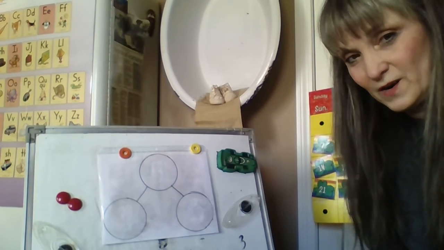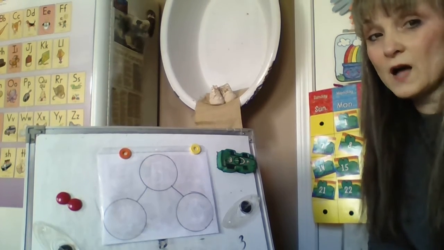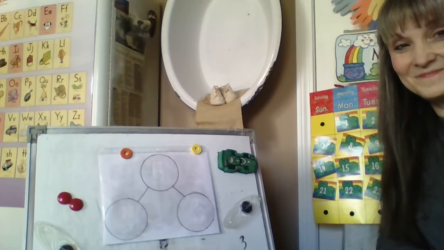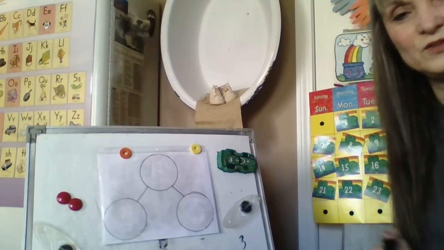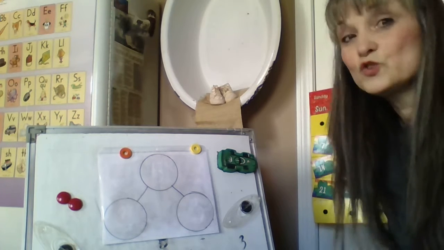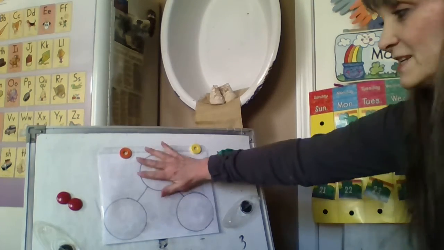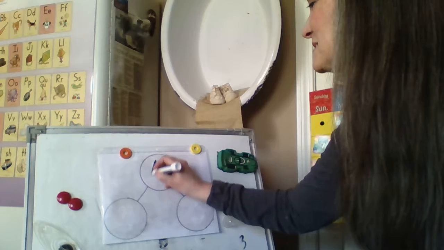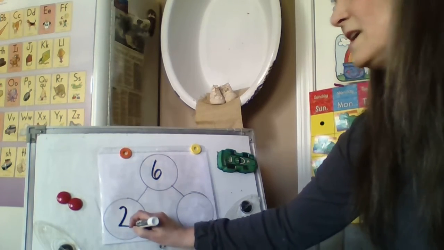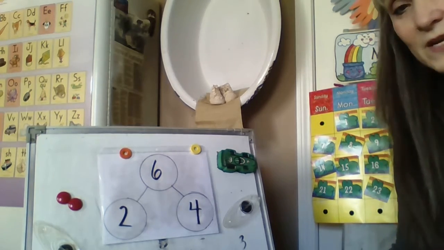There were 6 rocks. 2 rocks were big, 4 rocks were small. How would you put it into a number bond? There were 6 rocks. 2 rocks were big, 4 rocks were small. How many altogether? 6. What are the parts? 2 were big, 4 were small. How would you write this equation?